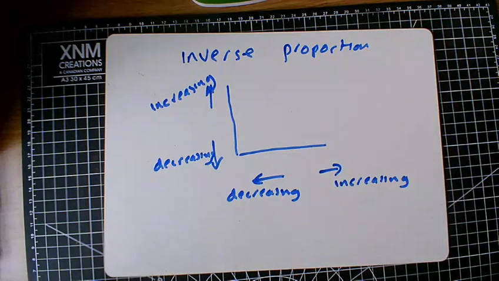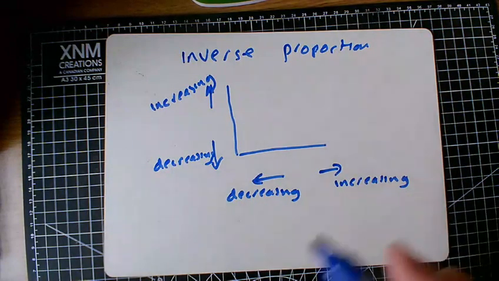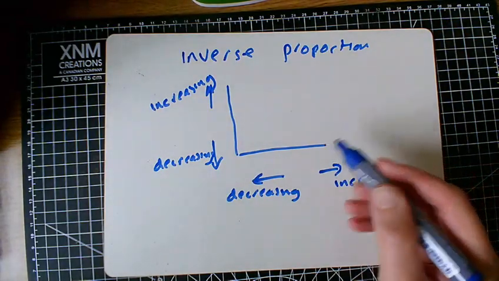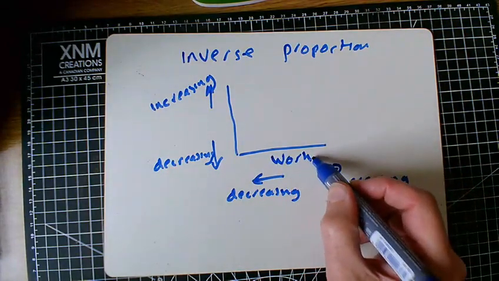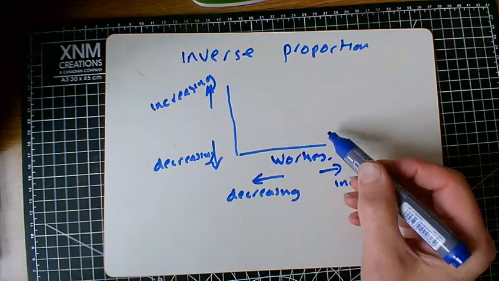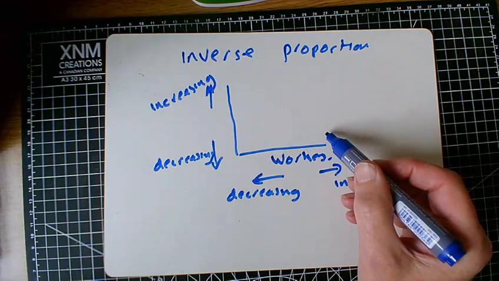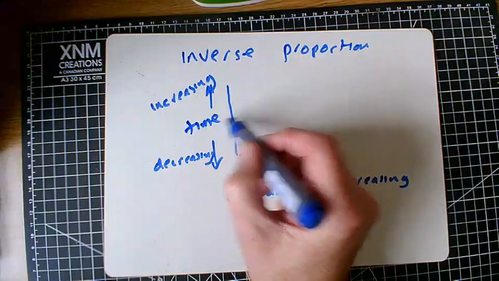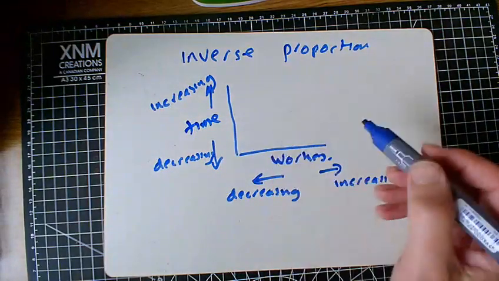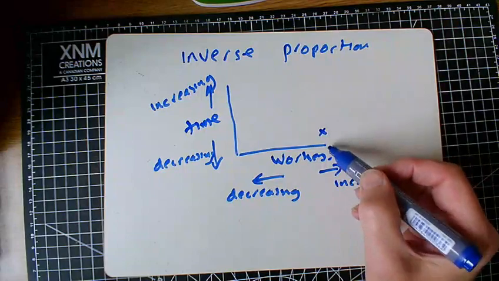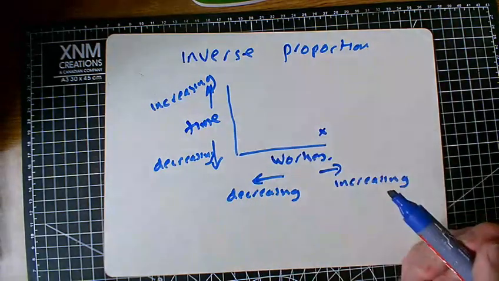Okay, and finally, how to spot a graph of inverse proportion. So as you might recall, inverse proportion means as one quantity increases, the other quantity will decrease. So say for example, I've got a lot of workers working on a job, so my number of workers is high. The amount of time that they need to spend on the job, because there's a lot of workers, will actually be quite small. So high number of workers, low amount of time.